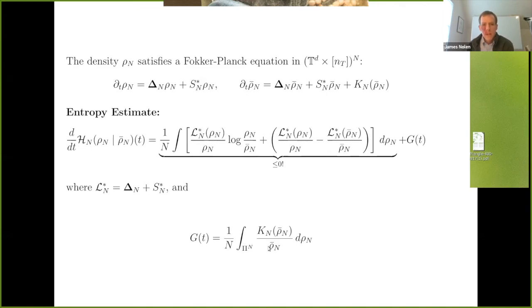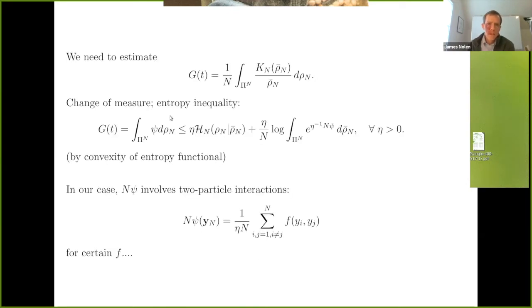So to estimate relative entropy, one needs to control the growth of this term. For this, we use the change of measure, or entropy inequality, as Professor Jar mentioned. This is a consequence of the convexity of the entropy functional. The term you need to estimate is an expectation with respect to rho n, and this entropy inequality allows us to put this in terms of rho bar n, which is a product measure. Perhaps it's easier to estimate integrals with respect to product measure. And so all the analysis is related to estimating this term here.